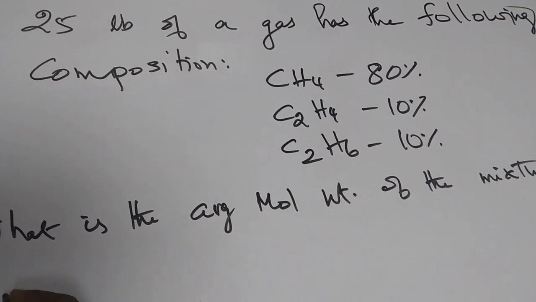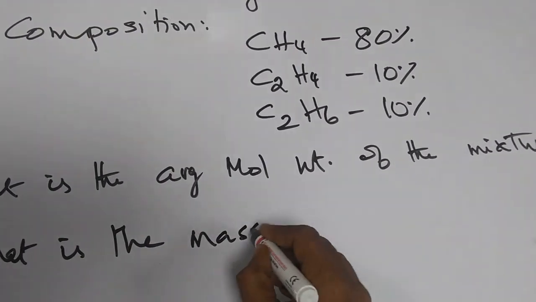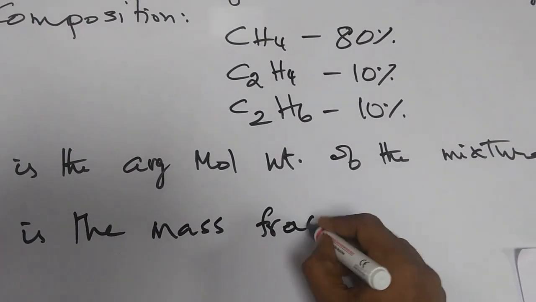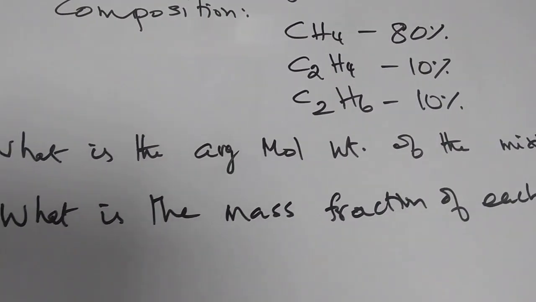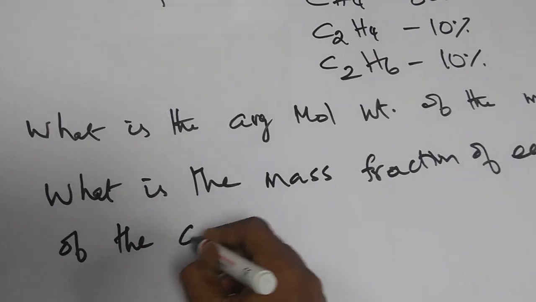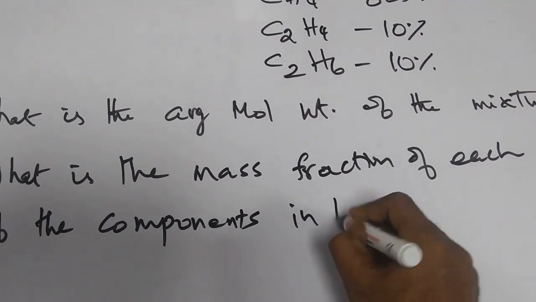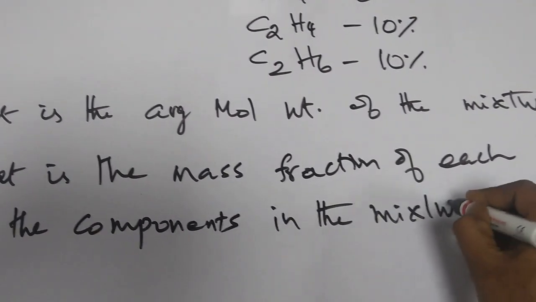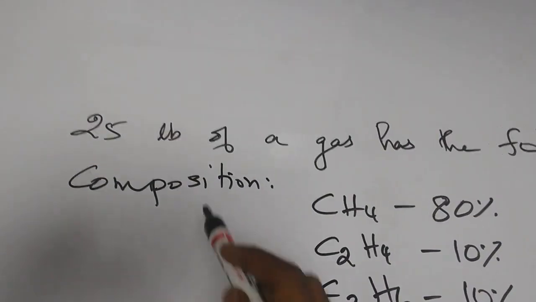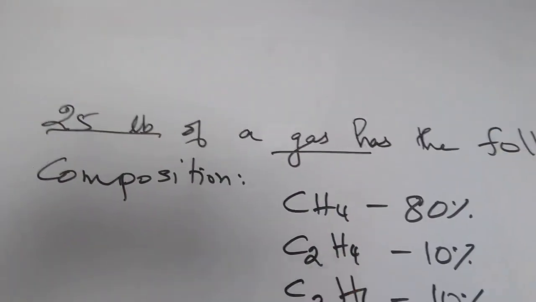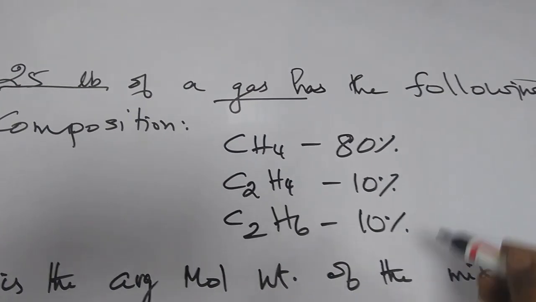The second part is, what is the mass fraction of each of the components in the mixture? Okay, so what is given? 25 pounds of gas mixture is given, and it has three constituents A, B and C with composition 80%, 10% and 10%.